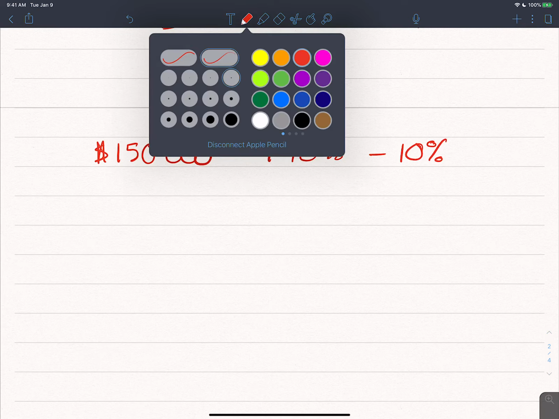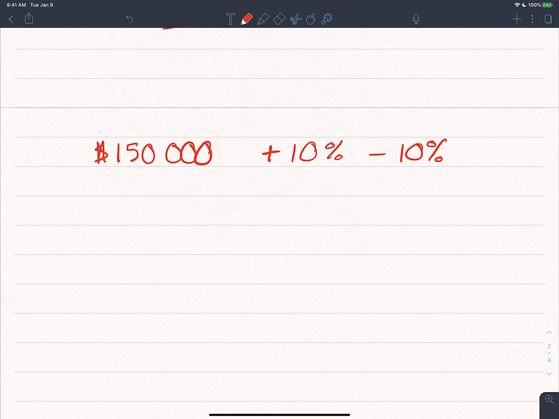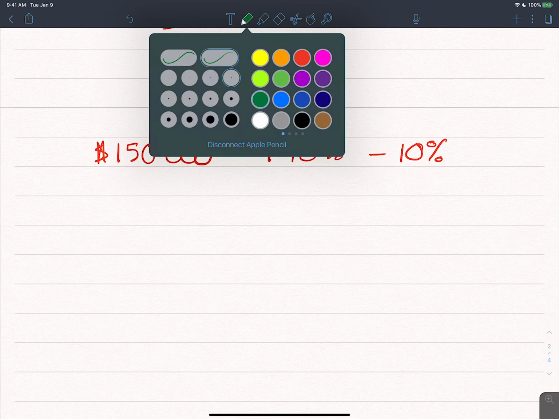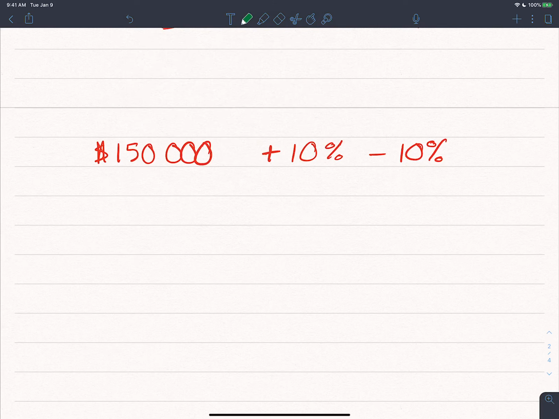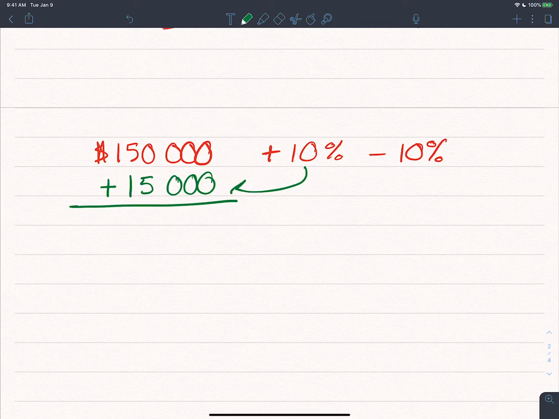What's 10% of 150,000? Let's do that in the green. What are we going to add? 15,000. So we're going to do plus 15,000. Right? And where will we be? So this is plus 10%. That's what we're doing here. Where will we be? 165,000.